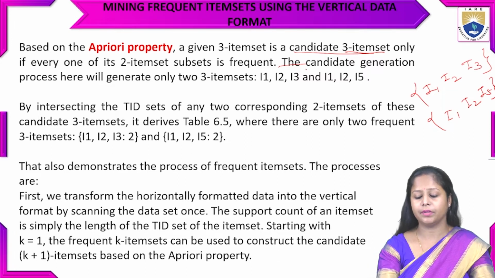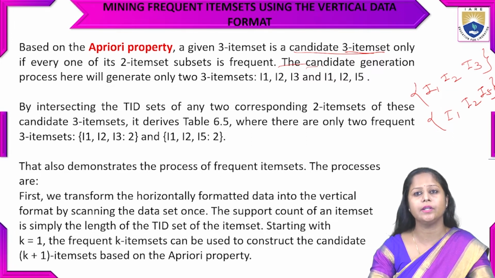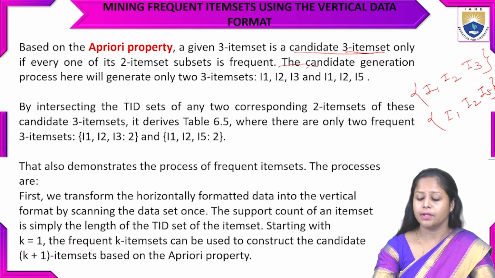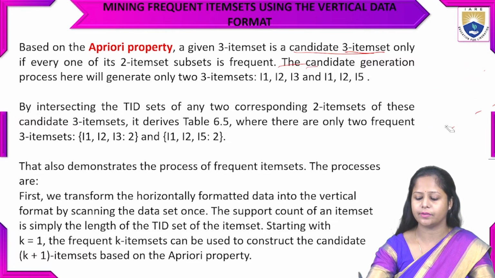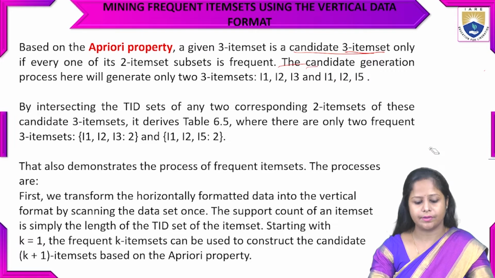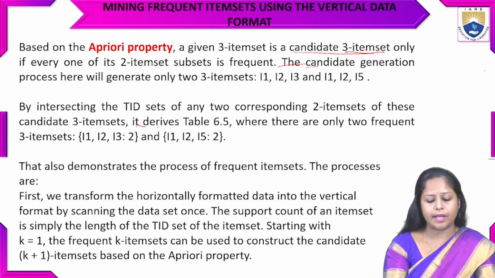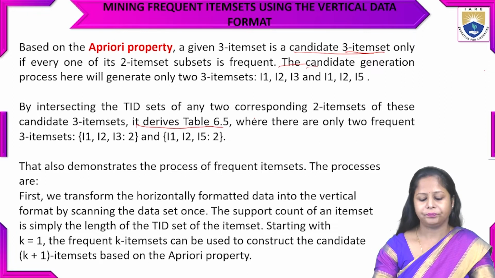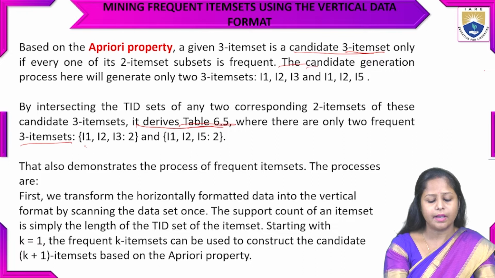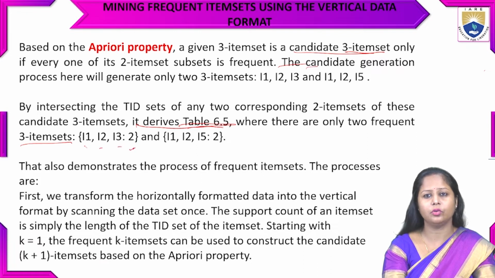Here, the candidate generation process will generate only 3-item sets, that is nothing but {I1, I2, I3} and {I1, I2, I5}. These are the 3-item sets we got from the frequent 2-item sets. So by intersecting the TID sets of any two corresponding 2-item sets of these candidate 3-item sets, it derives table 6.5, where there are only 2 frequent 3-item sets: {I1, I2, I3}, which has a count of 2, and {I1, I2, I5}, which has a count of 2.